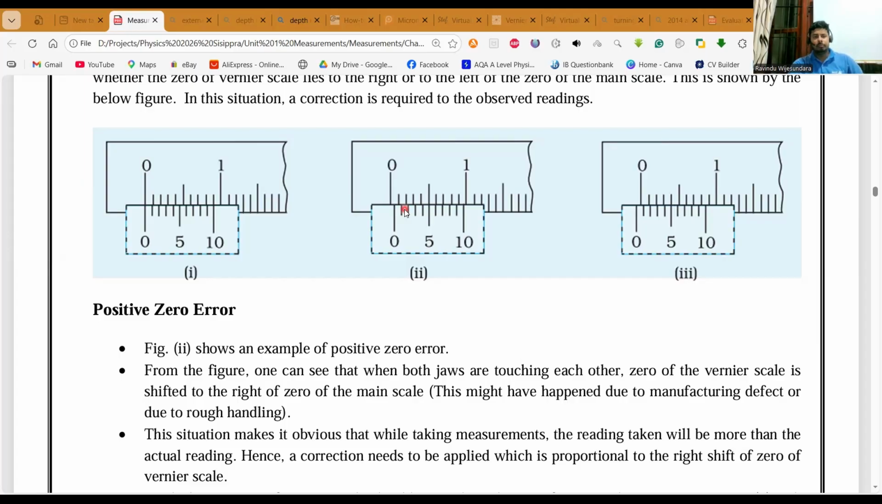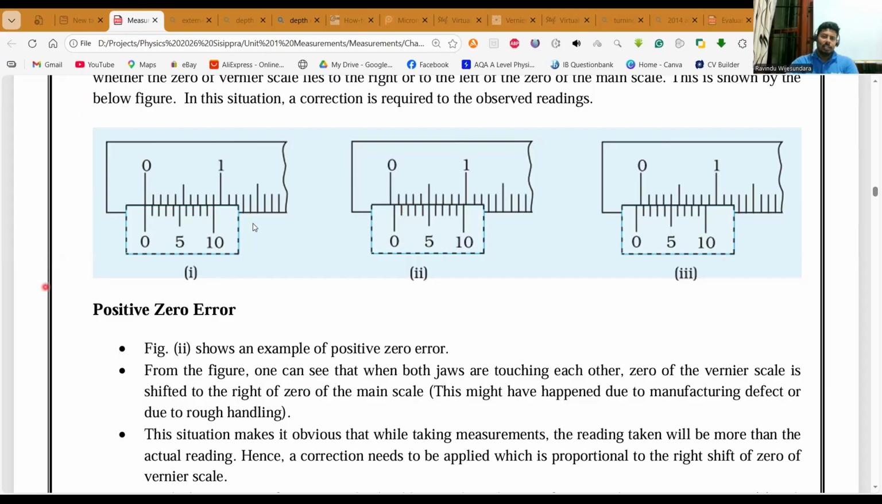The first statement must be: your external jaws must touch each other. Move the vernier caliper such that the external jaws are touching each other. If they are not touching each other, then you cannot actually find the zero error. Therefore, you have to first touch them and check. That is important.